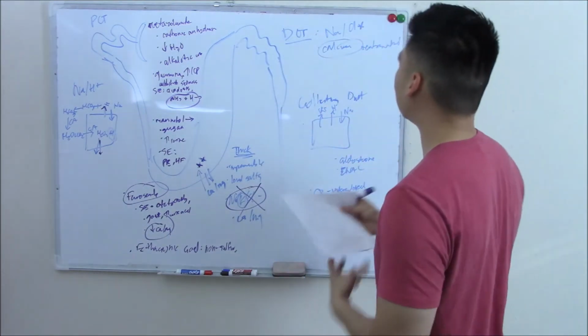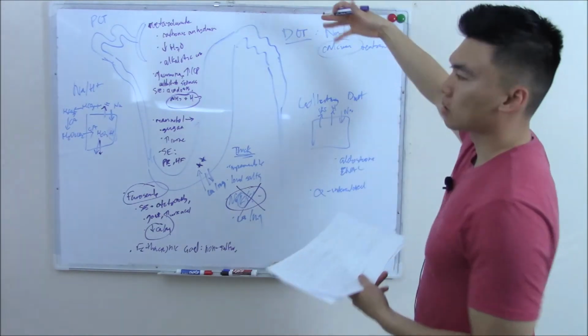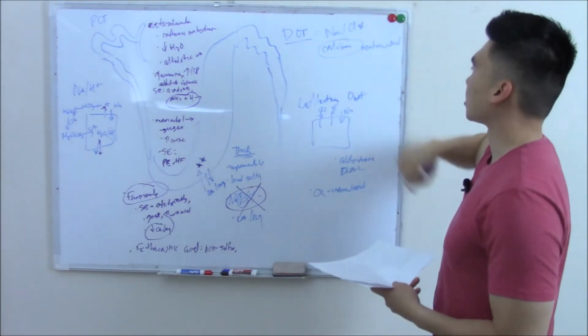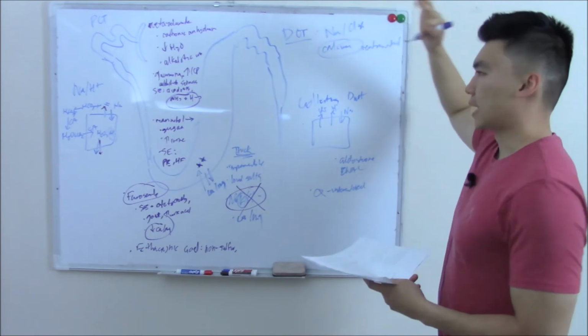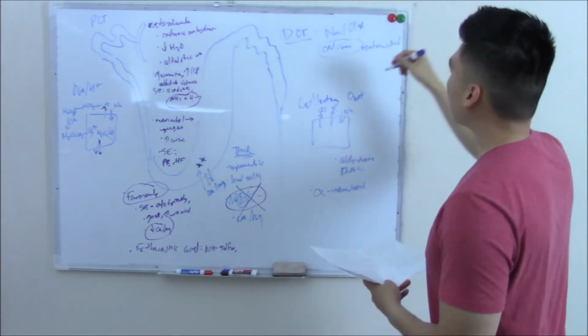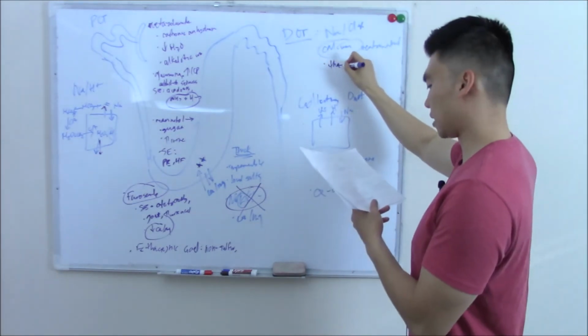Moving on up to DCTs. We said your distal convoluted tubule had this nice sodium chloride channel. And if you block that, then calcium jumps in. Well, we can block this channel with thiazide diuretics. Thiazide diuretics.